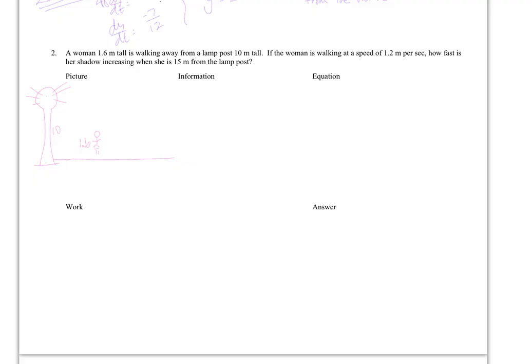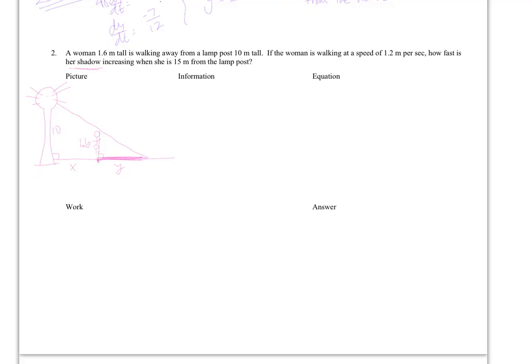And it's talking about her shadow. So if you think about this, from here to here is her shadow, right? That's her shadow. I'm going to call that y. I just picked a random letter. And then her distance from the lamp post I'm going to call x. And that means that I have two right triangles that I'm looking at here.